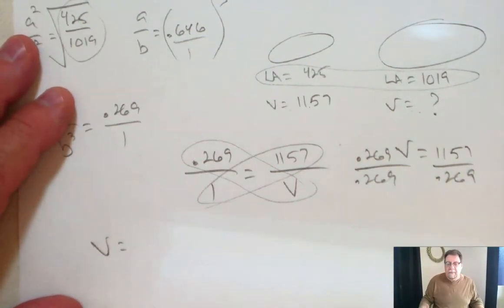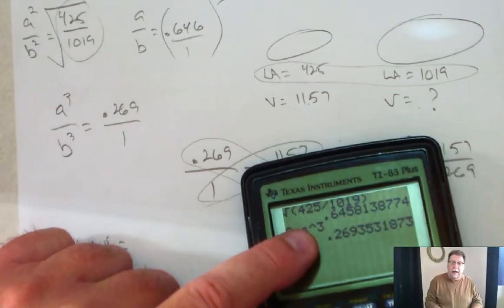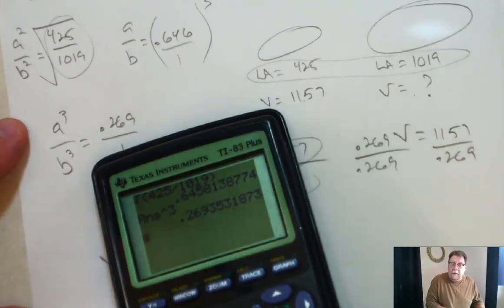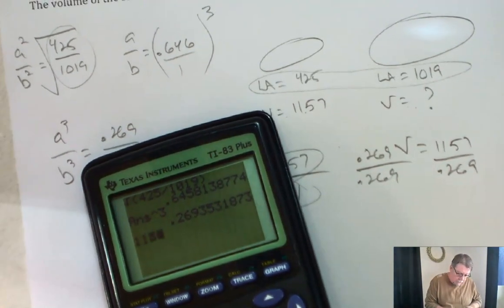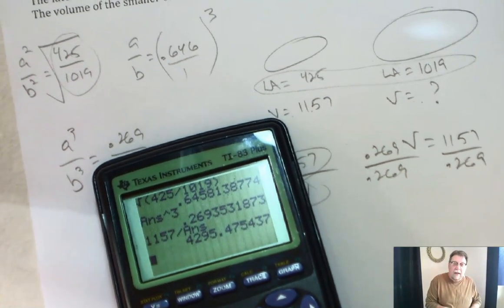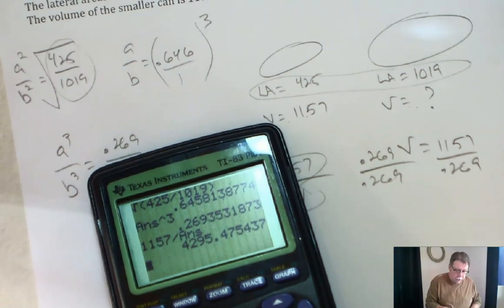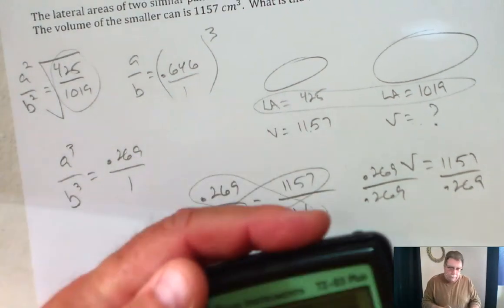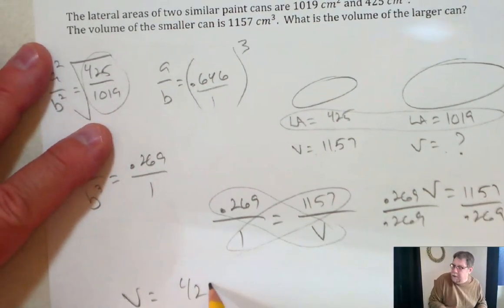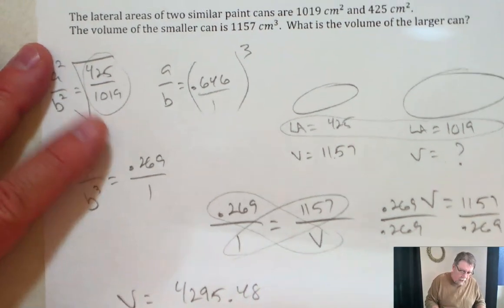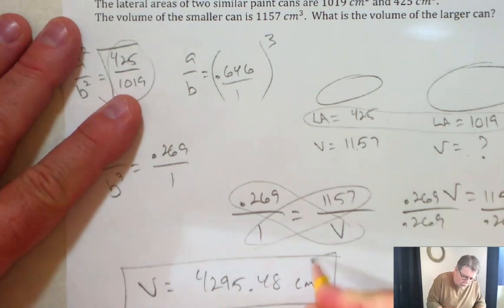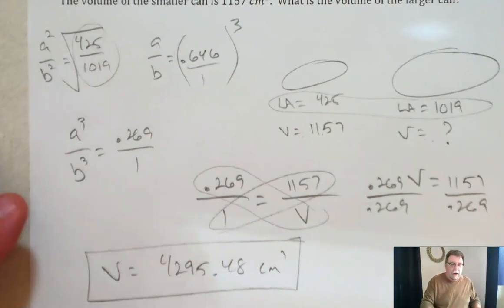The volume will be, I'm actually going to use this number, not the number that's on the paper. So I'm going to do 1,157 divided by my answer, and that's going to give me the volume of the larger paint can, 4,295.48, and that unit is centimeters cubed because it is a volume. And so there is the volume of the paint can.